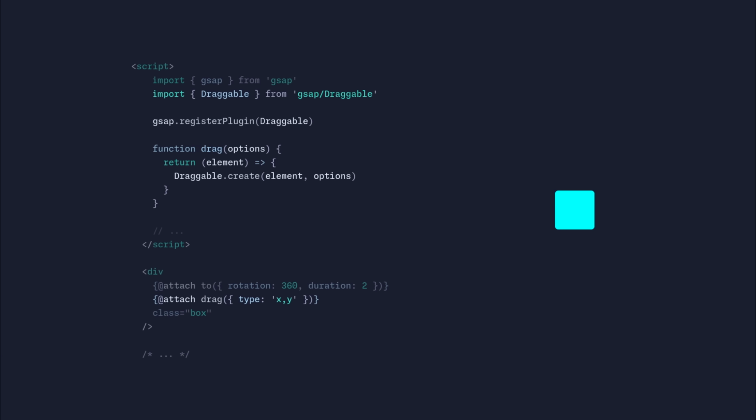Of course, same with Svelte actions, we can have multiple attachments. So let's import draggable from gsap/draggable, and then we can register this plugin with gsap. Then we can simply create a drag attachment, which we pass some options to, we get a reference to the element, and then we can create a draggable element with gsap, which is really easy. And just like that, the element is now draggable. How beautiful is that?